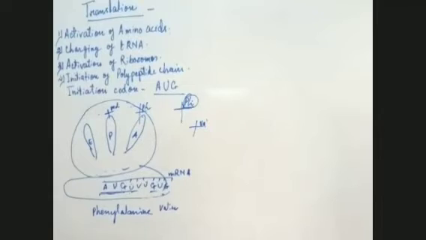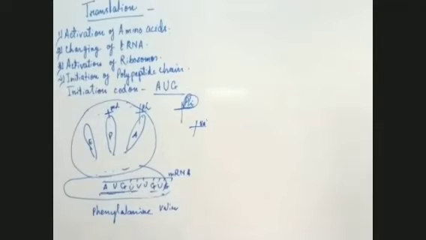Now what happens? I told you there is an enzyme which is present in the larger subunit. Can you name that enzyme? Name the enzyme which is present in the larger subunit of the ribosome. Yesterday only I discussed with you. Who can name the enzyme? Yes, Suksahaj, amino acid tRNA synthetase?